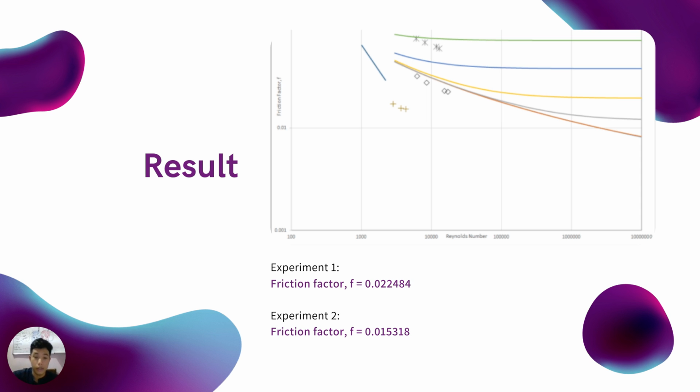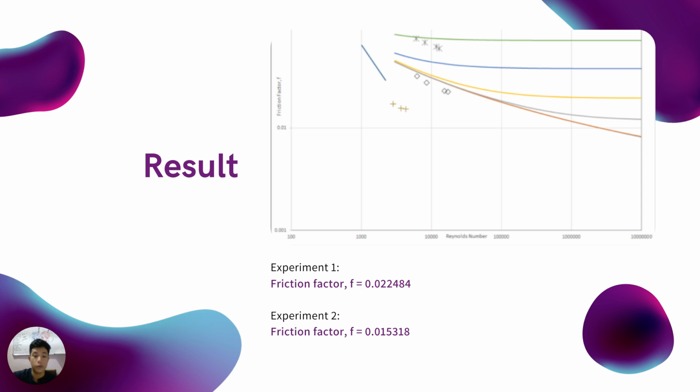According to the experiment conducted by the students, it was found that the friction factor in experiment 1 was 0.022484, and for experiment 2 is 0.015318. And mind you that there's no unit for friction factor since it is a coefficient.